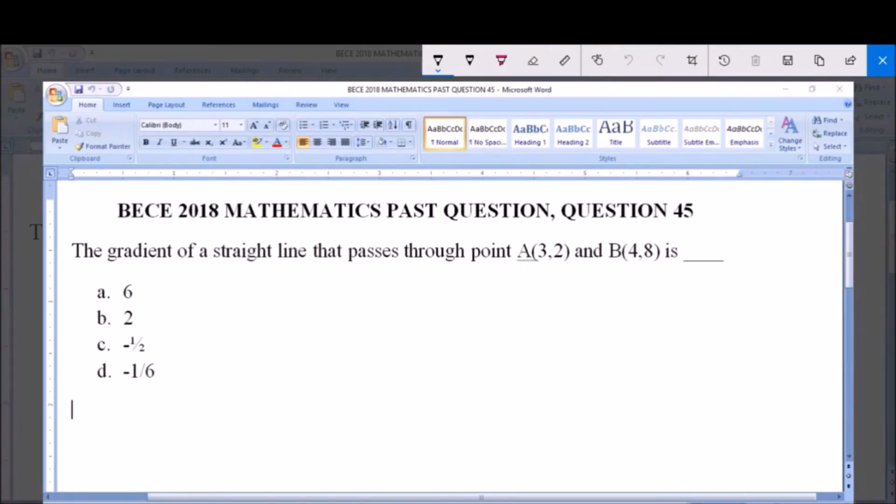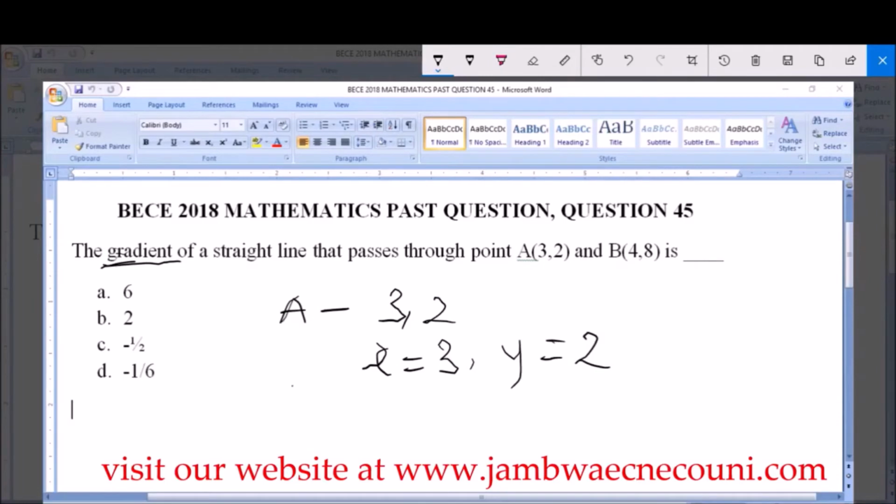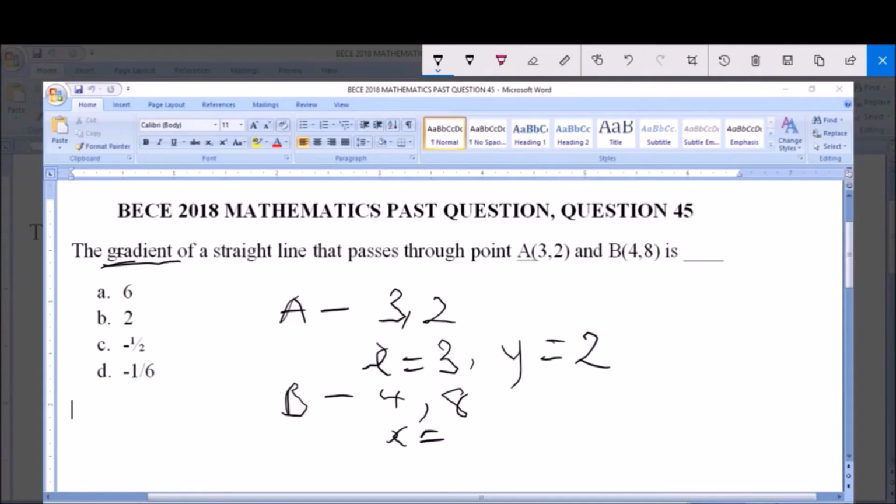Now we are asked to find the gradient of a straight line. The straight line passes through point A, and point A is (3, 2), meaning that on the x-axis you have 3, and on the y-axis you have 2. Then point B says (4, 8), meaning on the x-axis you have 4, and on the y-axis you have 8.